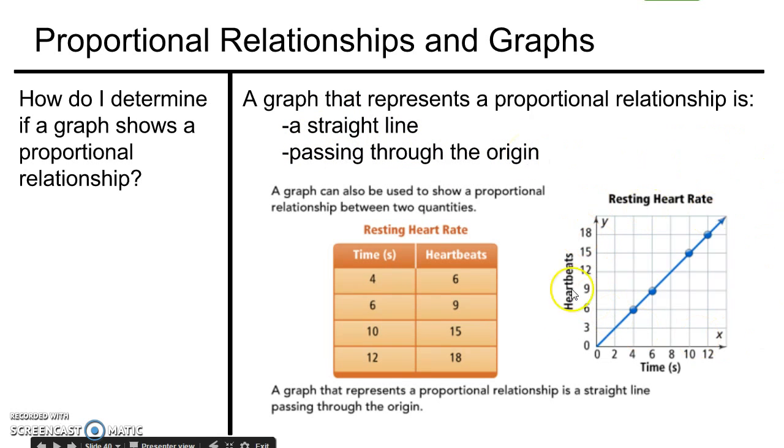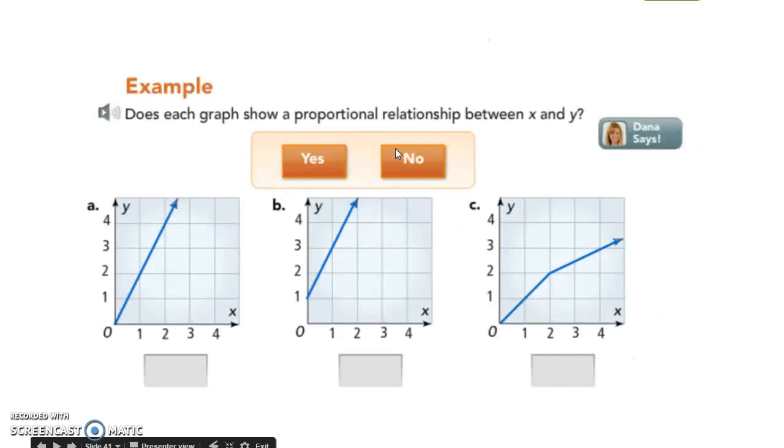So looking at this example down here, we see from the points that are plotted, if we draw a line through them, is it passing through the origin 0, 0? Yes. Is it a straight line graph? Yes. So is this showing a proportional relationship? Yes, it is. Meets these two requirements.